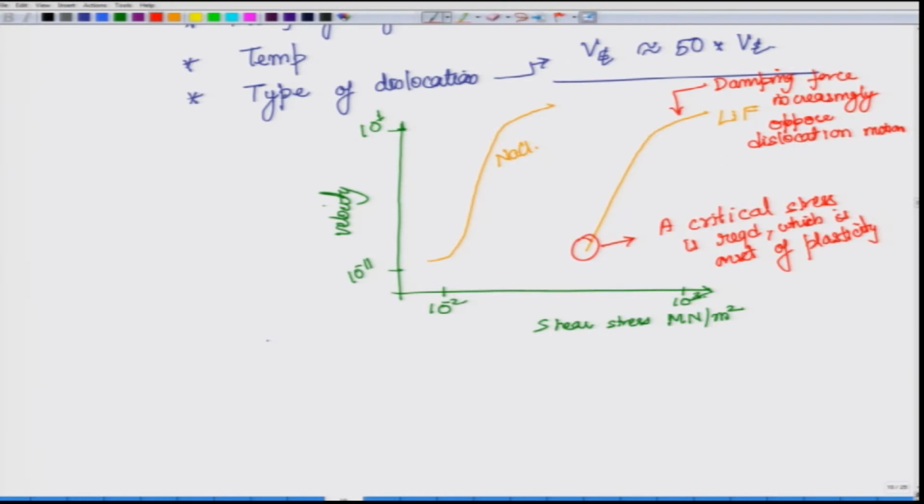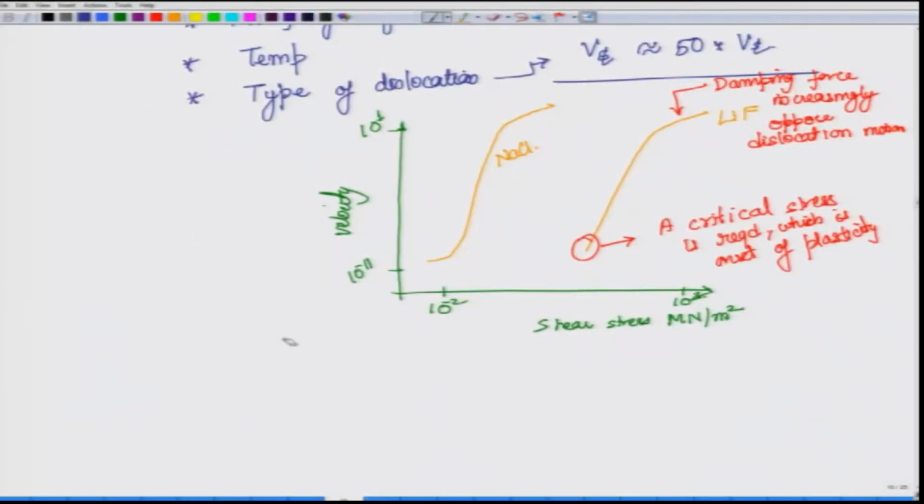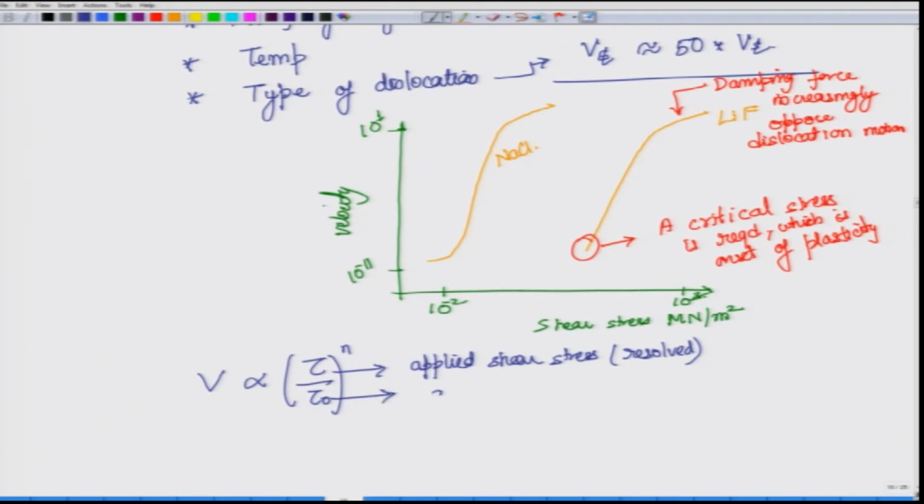Now, there are certain empirical relations people have obtained. So, let us look at some of those empirical relations which describe a relation between velocity and the shear stress, and it is usually given by, so here tau is the applied shear stress resolved along the Burgers vector. Tau naught is the shear stress where velocity is equal to 1 meter per second.